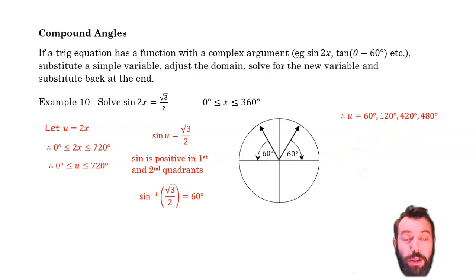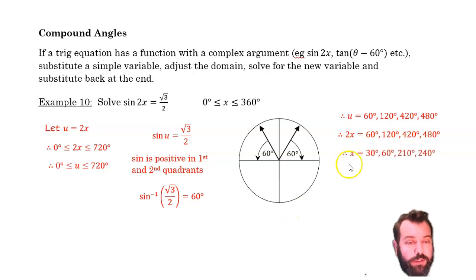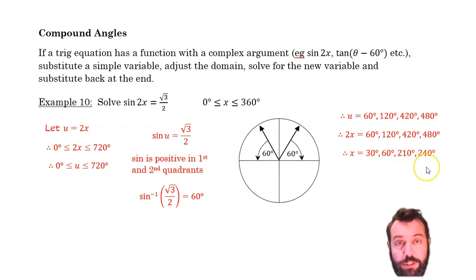It's not terribly uncommon for people to write that as their answer and move on to the next question, but it's not correct. I wasn't asked to solve for u, I was asked to solve for x. So, remembering that u equals 2x, that means that 2x equals 60, 120, 420, 480. Now if I divide everything by 2, that means that x is 30, 60, 210, and 240. So that's how we solve those.